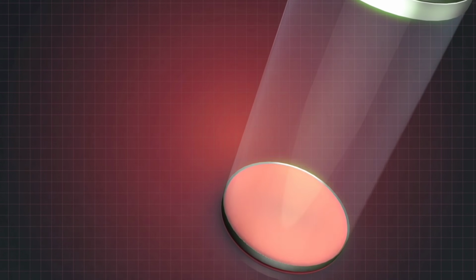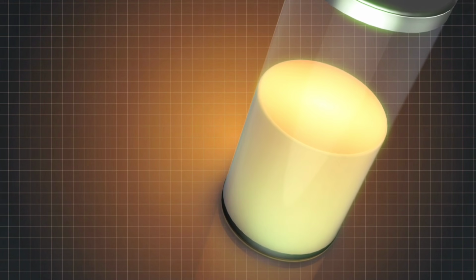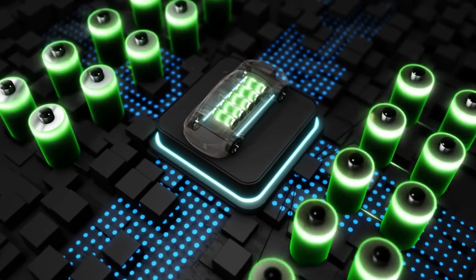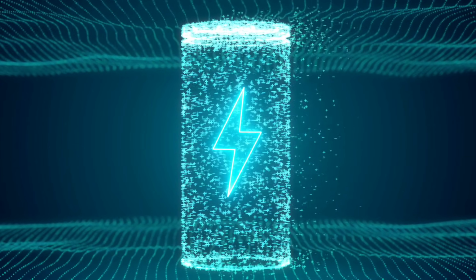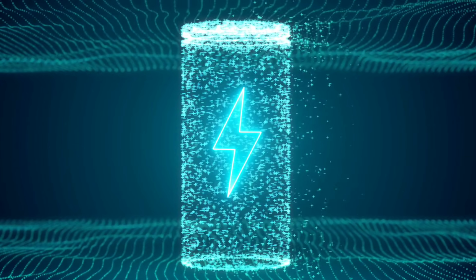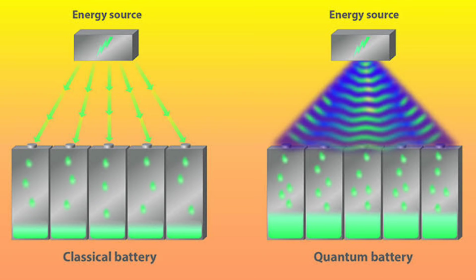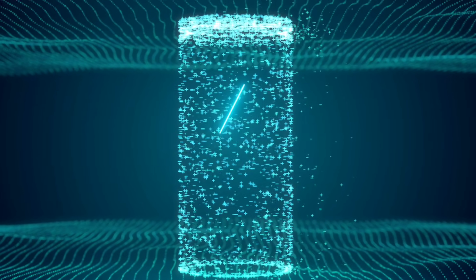So how does this spin quantum battery work? Instead of relying on traditional chemical reactions like lithium-ion batteries, this innovative design uses spin, a fundamental quantum property of particles, to store energy. The battery consists of two collections of half-spin particles, the simplest possible quantum systems. These particles interact in a specific way that allows energy to be trapped and released when needed.